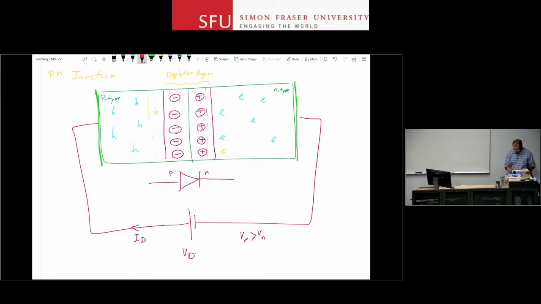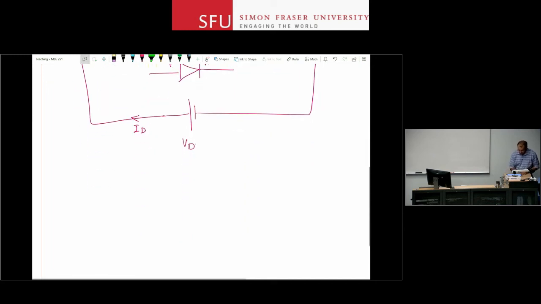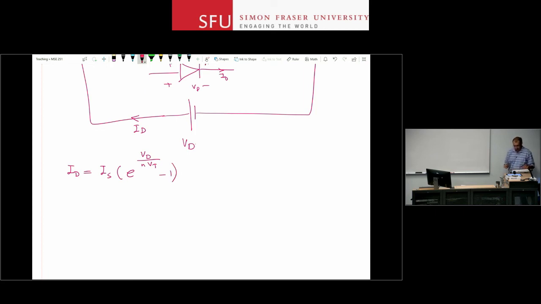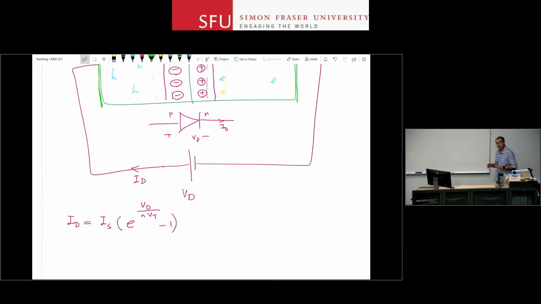Now, if you take this notation for ID, VD, and all those things that we talked about for the ideal diode before, you can show that for a semiconductor PN junction, ID is IS times e to the power of VD, the voltage drop across the diode, as per our convention, divided by NVT, minus 1. So let's focus for one second on the relationship between ID and VD, then I'll talk about those other variables.